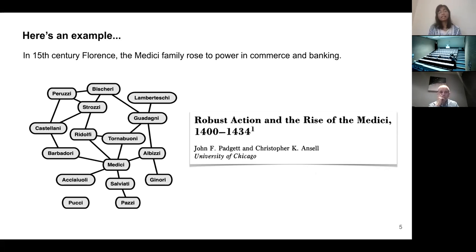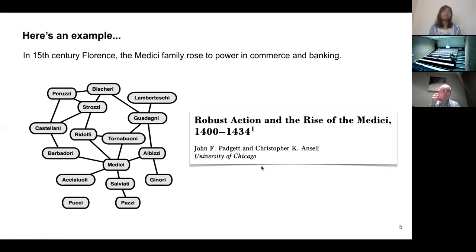powerful. So they say that the Medicis occupied a very central position in the network of all the Florentine families. And this, by the way, is a network of 16 key Florentine families, and there is an edge between two families if there has been any marriage between the two families. And so this is a simple network.